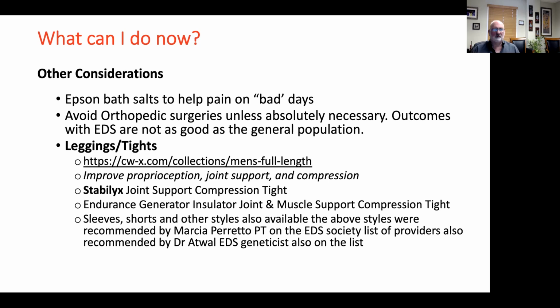They basically have reinforcements that wrap around your calves, your knees, your thighs and your hips. So they work like the tape that the chiropractor or physical therapist might apply to support your joints, and you get that with the leggings. I wear them every day. I put on my compression socks and then my compression leggings.